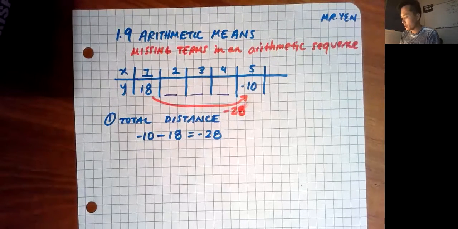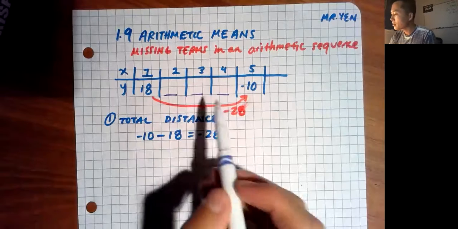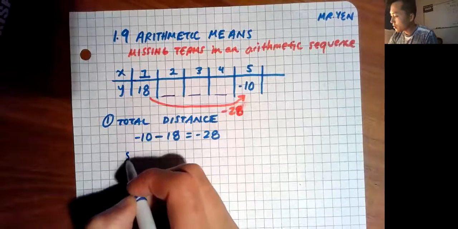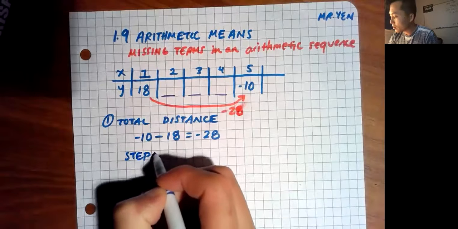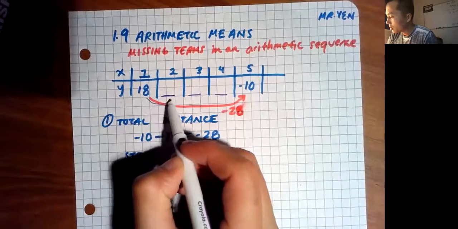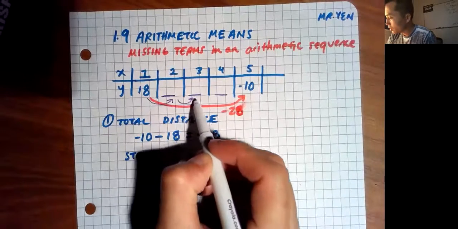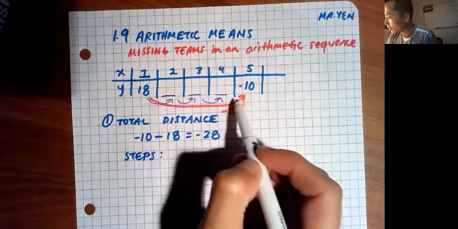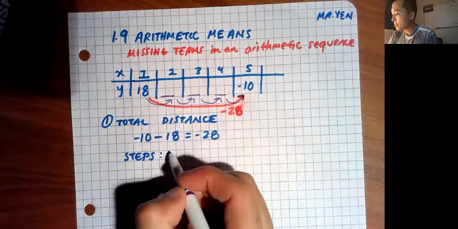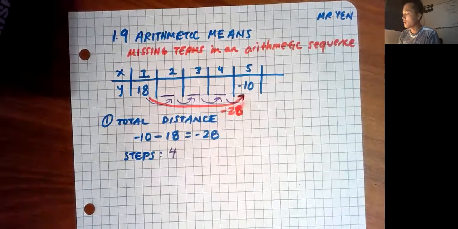After I count the total distance, now I need to count how many steps we're using to cover this total distance. So how many steps in between those 2 numbers? Well, I can count it out. 1, 2, 3, 4. I take 4 steps to go that total distance.